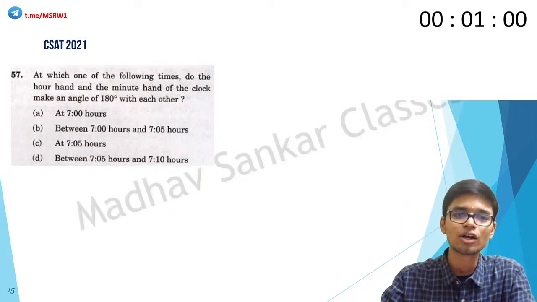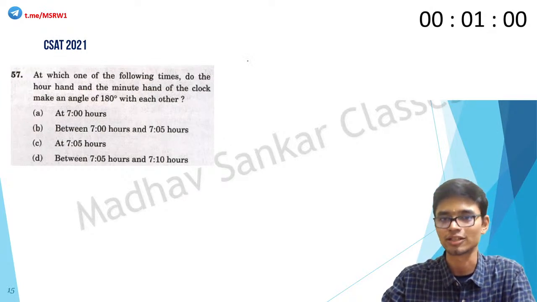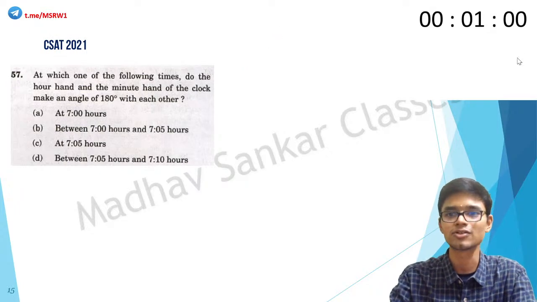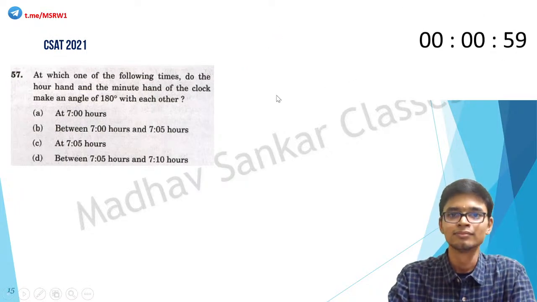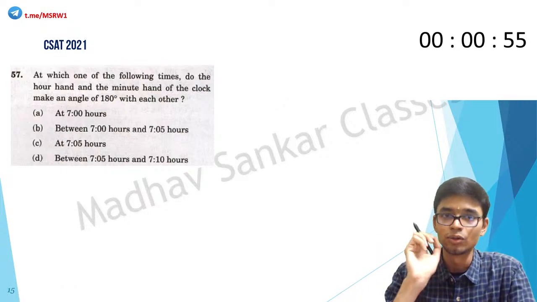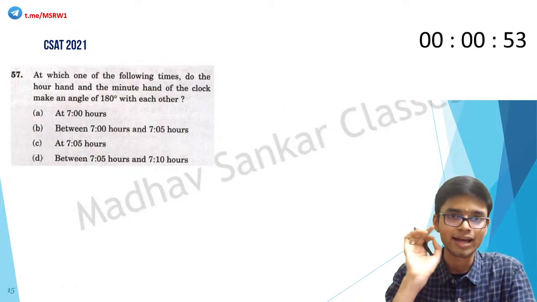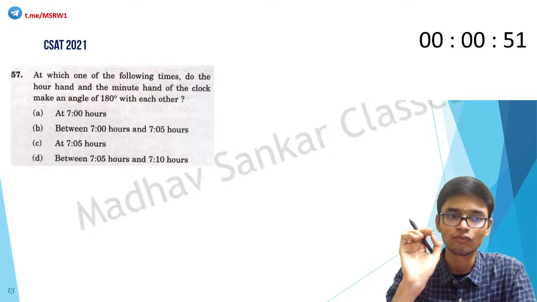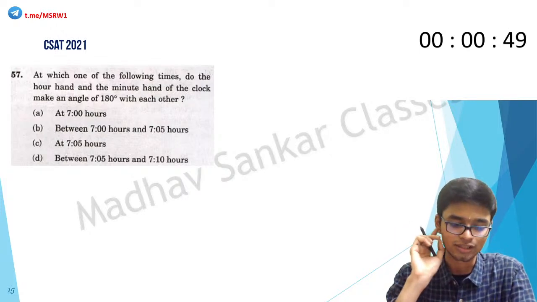At which one of the following times do the hour hand and the minute hand of the clock make an angle of 180 degrees with each other? You have 1 minute to solve. At which one of the following times do the hour hand and the minute hand of the clock make an angle of 180 degrees with each other?